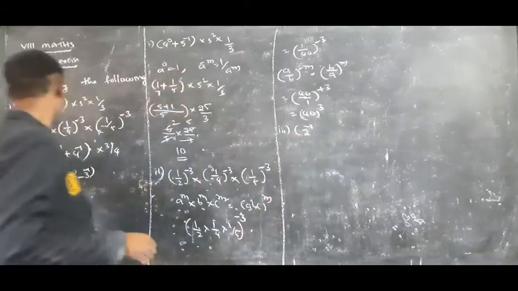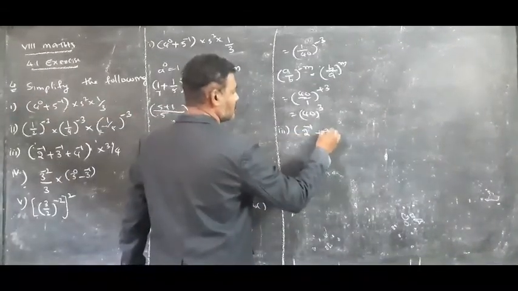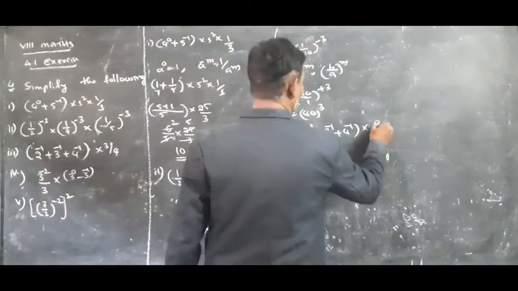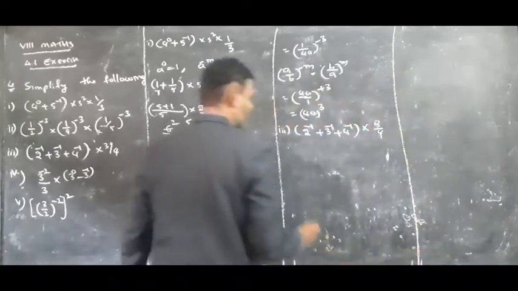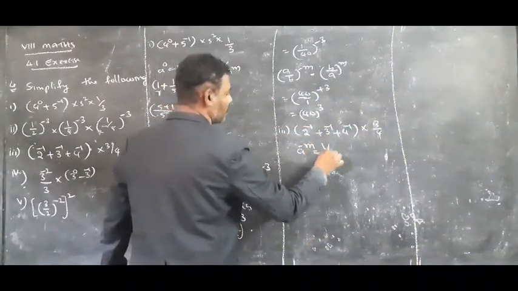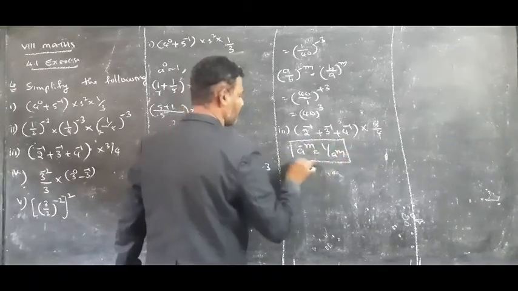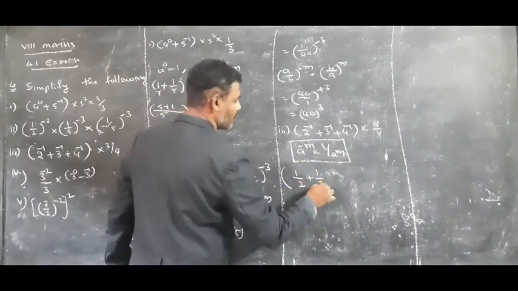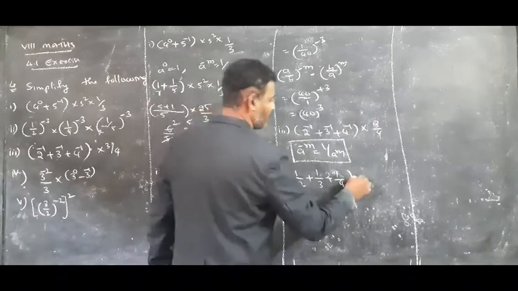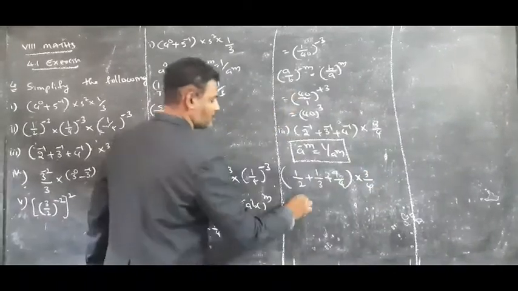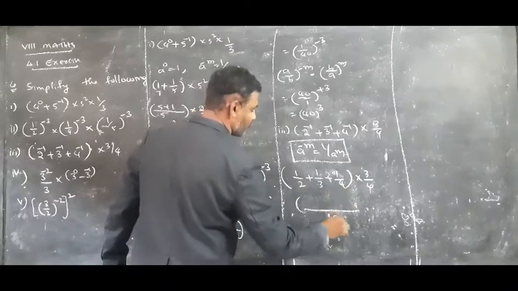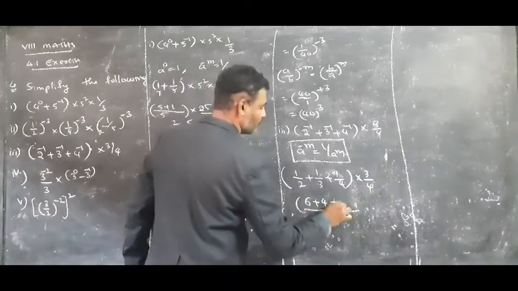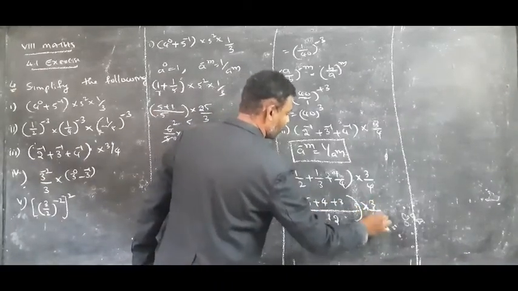2 power minus 1 plus 3 power minus 1 plus 4 power minus 1 into 3 by 4. Here, what is the law of exponent? a power minus m we can write as 1 by a power m. By using that, 2 power minus 1 means 1 by 2, plus 1 by 3, plus 1 by 4, into 3 by 4. So here, what is the LCM of all these? 12. 2 sixes are 12, 3 fours are 12, 4 threes are 12, into 3 by 4.